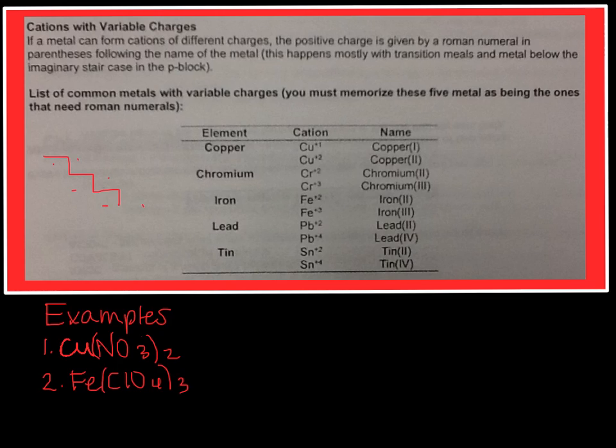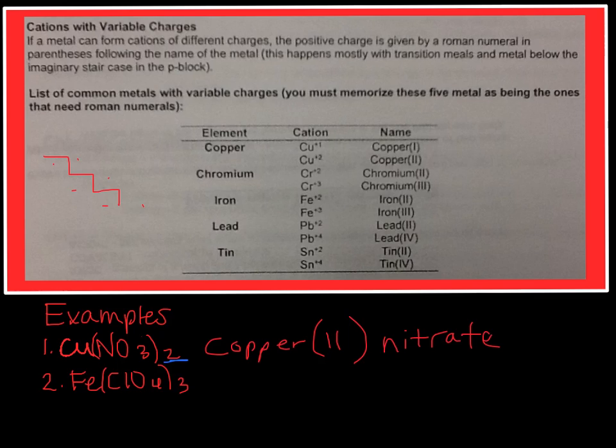Okay guys, so you have copper, chromium, iron, lead, and tin. And so for these example problems, you can add them to the bottom of your notes or on the side or wherever you have. So first we have CuNO3. And naming that, you start off with copper. Now the charge right here you'll put in parentheses with the Roman numeral 2 to show the charge, and then nitrate. So that's how you do that one.